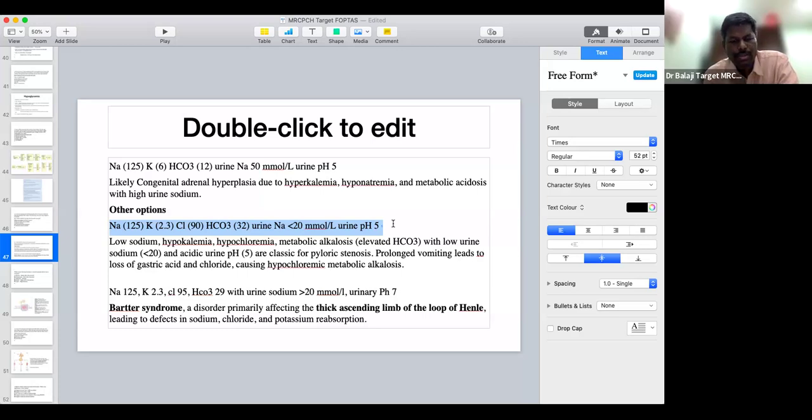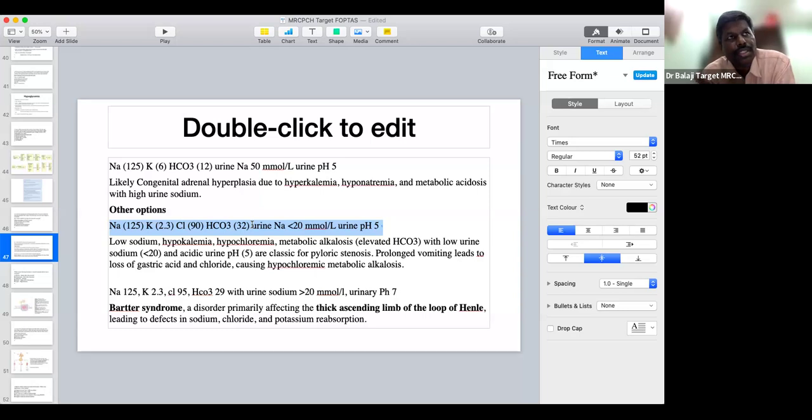Here it is lost through the vomiting. The child is vomiting, so the child is losing the chloride, the child is losing the H plus. So that's why the alkalosis. So chloride is lost, alkalosis is there, and the child is losing along with that the sodium and potassium. But since it is being lost through the vomiting, the kidney will conserve the sodium. So that's why the urinary sodium is less than 20. So that is the important clue.